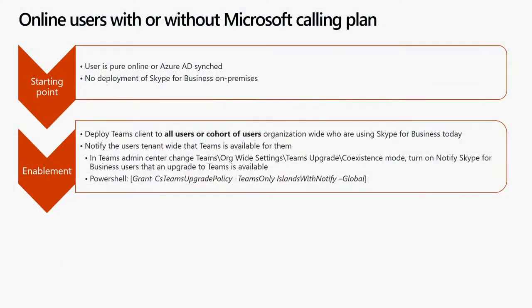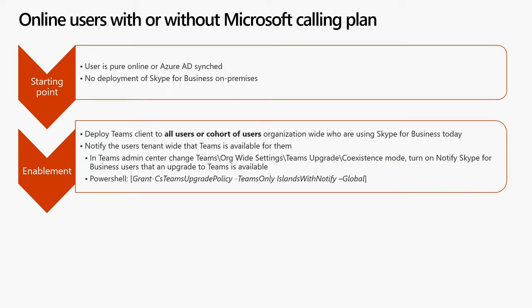Then you do enablement. So you assign the appropriate licenses to the users, and then you deploy the clients to all the users who are in that cohort or for the whole organization. Then you give users a notice of, hey, Teams is available for you. And you do that by modifying a notification policy in Office 365 in the Teams tenant admin, or with a one-line PowerShell, you assign them islands mode with notify. That will give them notifications in Teams or Skype for Business client that Teams is available for them to use.